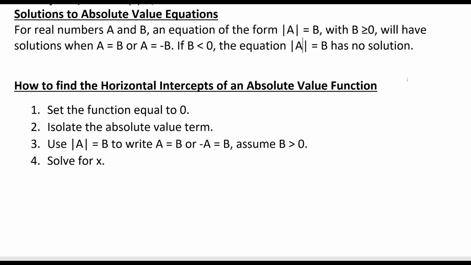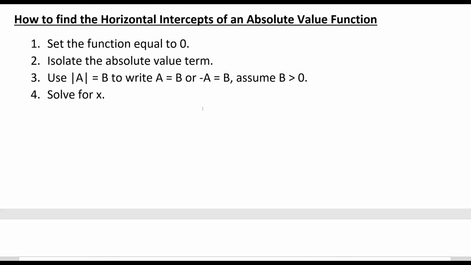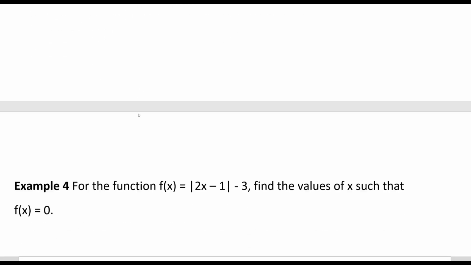Okay. How to find horizontal intercepts of an absolute value function. Set the function equal to 0. Isolate the absolute value term. Use absolute value of A equals b to write A equals b or negative A equals b. Let's say the negative of A was b, which means A equals negative b. Assume b is greater than 0, then solve for x.